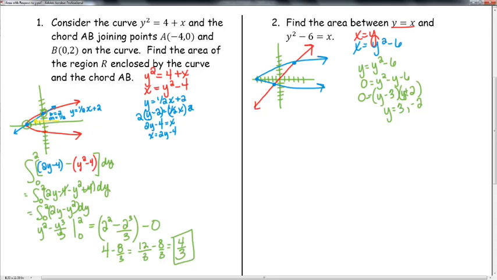And so we could do top minus bottom, but it's a little bit easier to go ahead and do right minus left. So my right function is in red, my left function's in blue. So I already know where they're intersecting. I know they're intersecting at my lowest y, which is negative 2, and then my highest y, which is 3. And so I'm going to do my red function, which is y, minus my blue function, which is y squared minus 6.